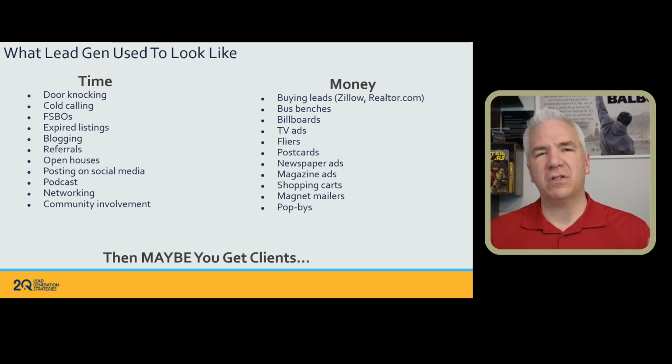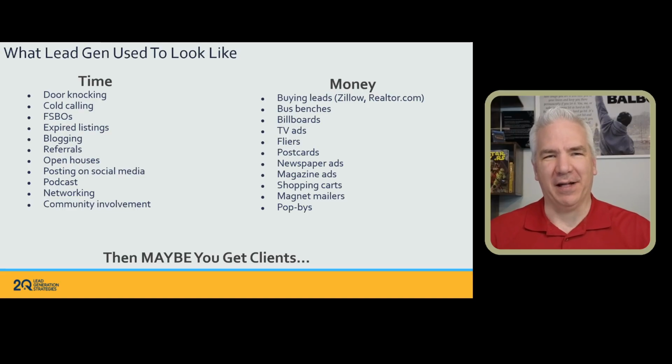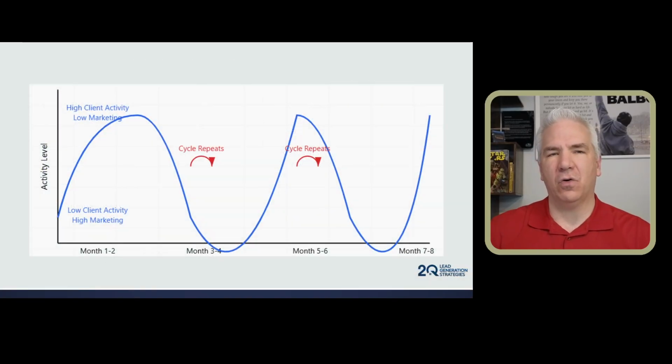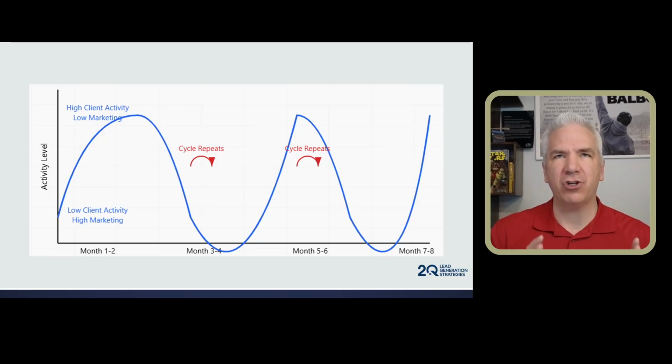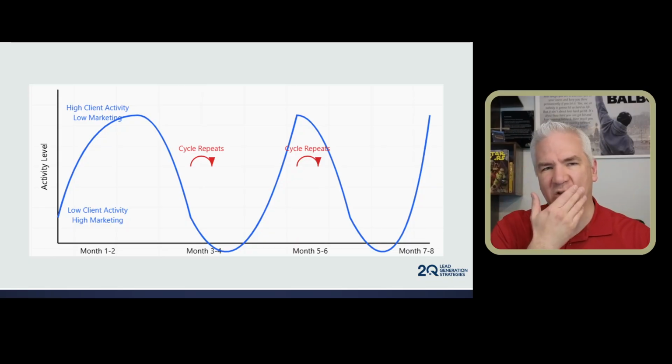But what lead gen used to look like is you do any or all of these. And then maybe you end up getting some clients, right? This is what it's looked like for so long. And so what you want to understand is, most agents, their production over time looks very much like this graph. There's highs and lows, just like a roller coaster.